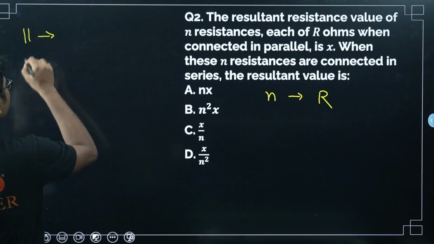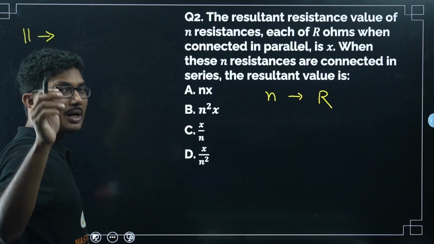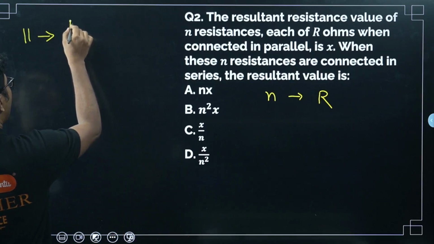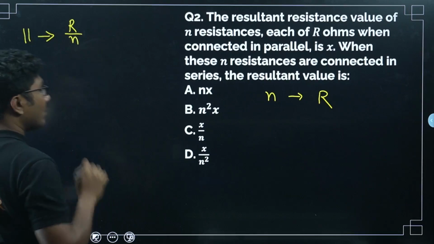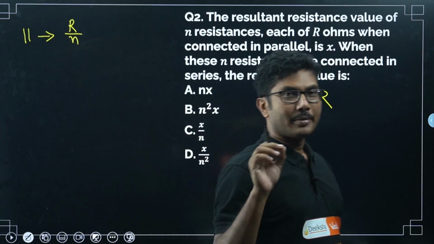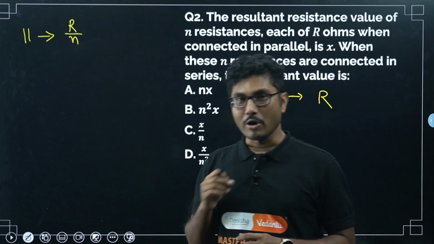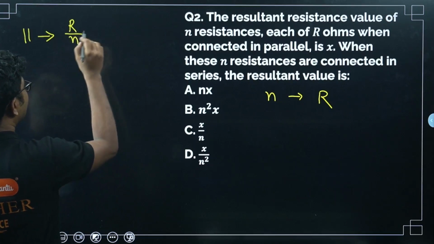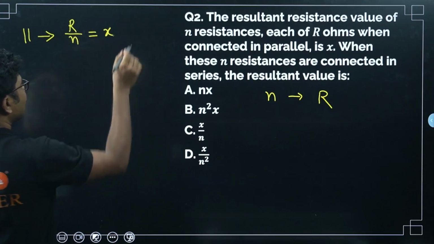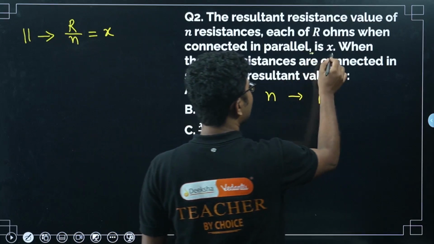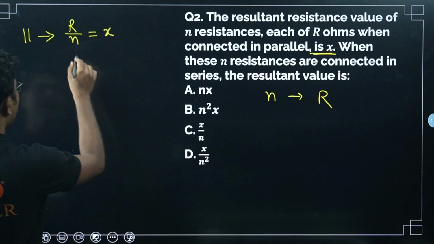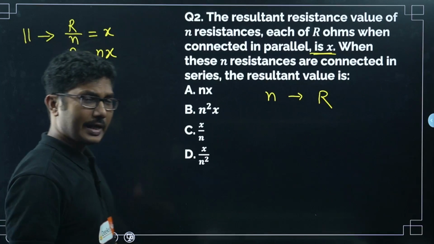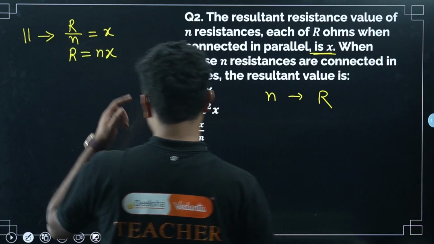For parallel combination, we know that when all of them are equal resistances, the equivalent resistance becomes R by N. I told you multiple times, when n number of resistances connected in parallel, each having same resistance, then the equivalent resistance becomes R by N. Now this value is given as X, right? So R equals to Nx. So we have calculated the value of R.